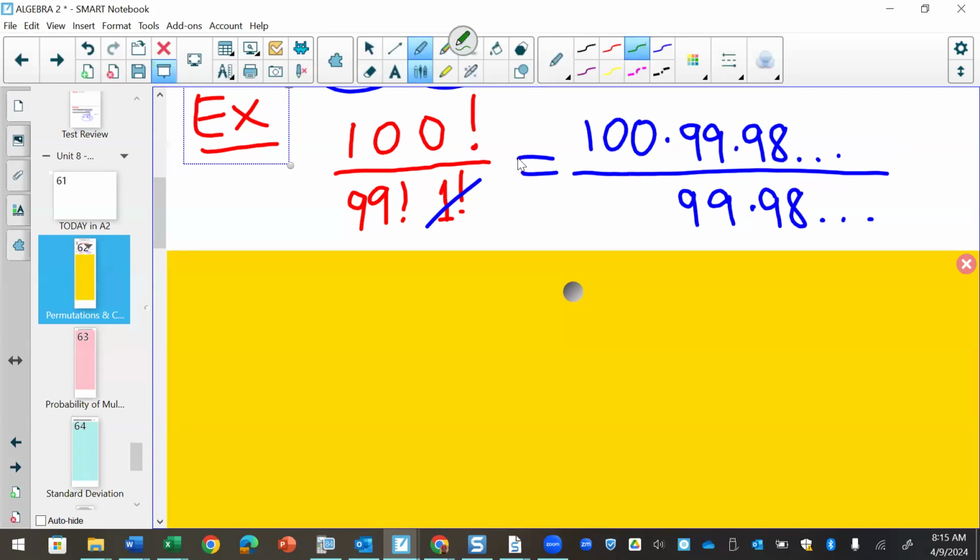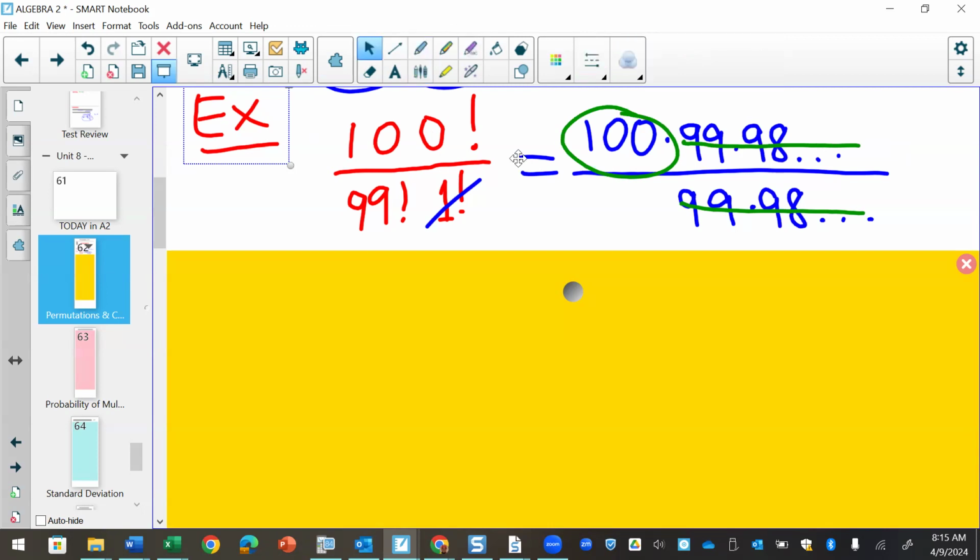Cross out everything from 99 backwards, and there is your answer. Okay, so that's as spicy as it's gonna get probably, without a calculator. So, good enough. All right, so welcome to factorial.